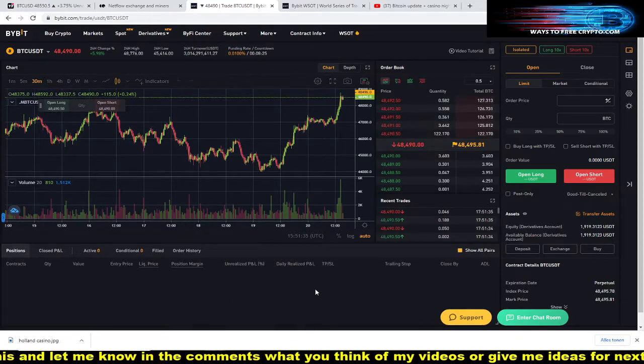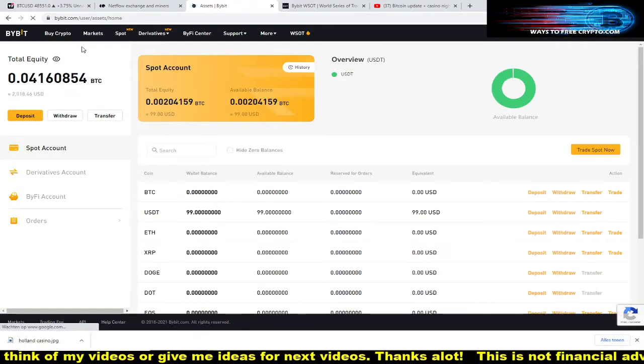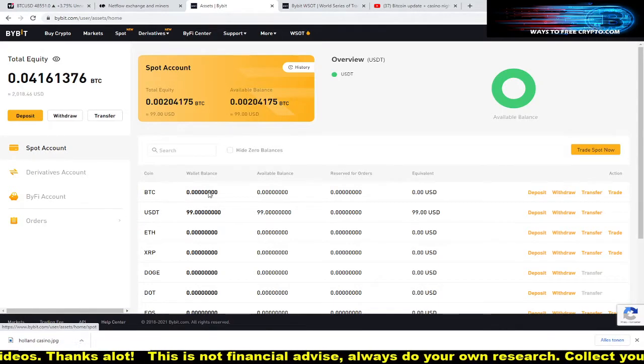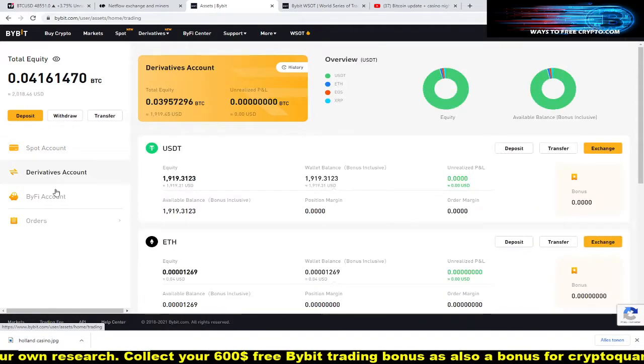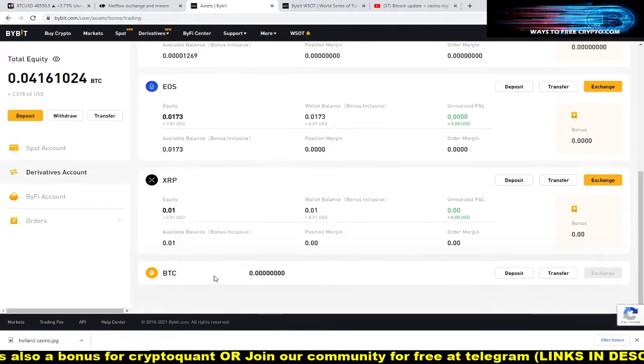So first of all, if you're on the site and you go to assets right here, then you can see different assets that you can deposit onto Bybit. You can trade on a spot account. I just see that I have 99 bucks in my spot account. I have no idea why that is, but anyway, trading with leverage is what you do on the derivatives account. Here you can deposit USDT, Ethereum, EOS, XRP, or Bitcoin.